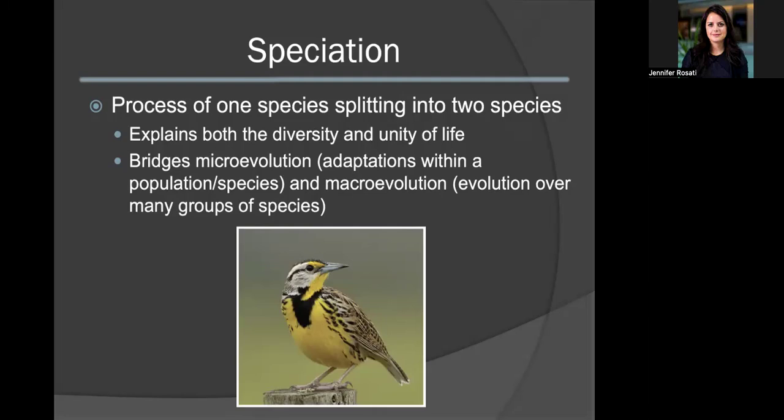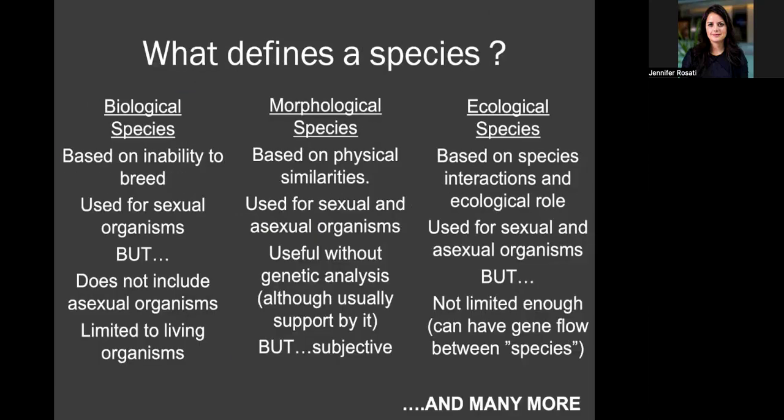Speciation events typically bridge microevolution and macroevolution, meaning that small adaptations that occur within a population or within a certain species can also evolve over time, over many groups of species. You may be surprised that there are many different ways that we can define a species.